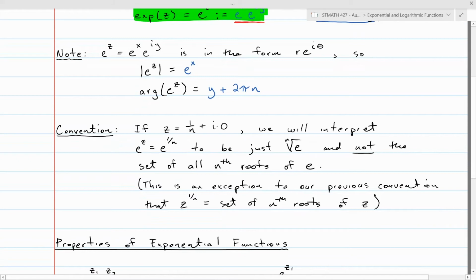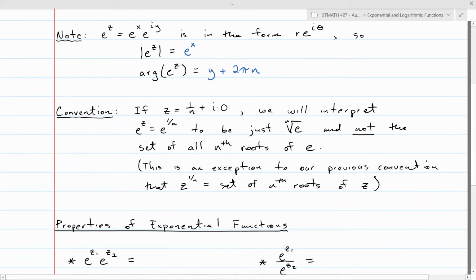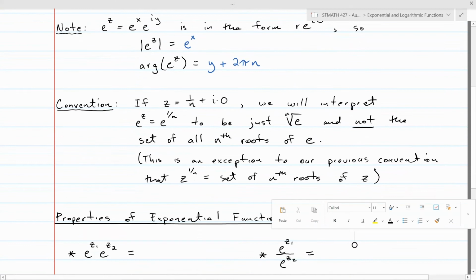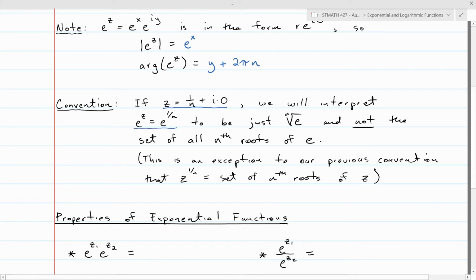And there's one little convention that we need to address because it comes up a little later when we're talking about logarithms. If z, our complex number, is really just 1 over n, a real number, then when we see e to the 1 over n, we're not going to interpret that as the set of all nth roots of e. For this special number e, we're just going to interpret that to be the one real nth root, just regular old nth root of e, and not the set of all nth roots of e.